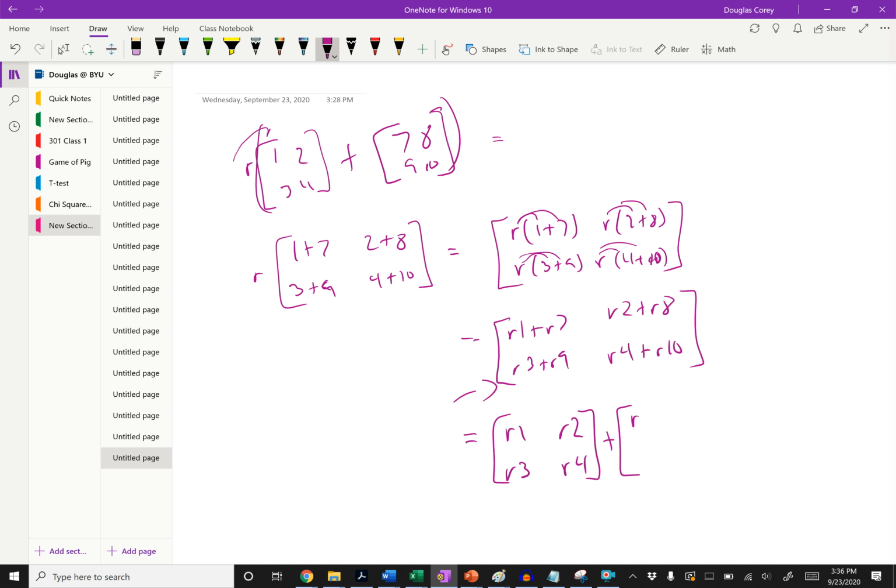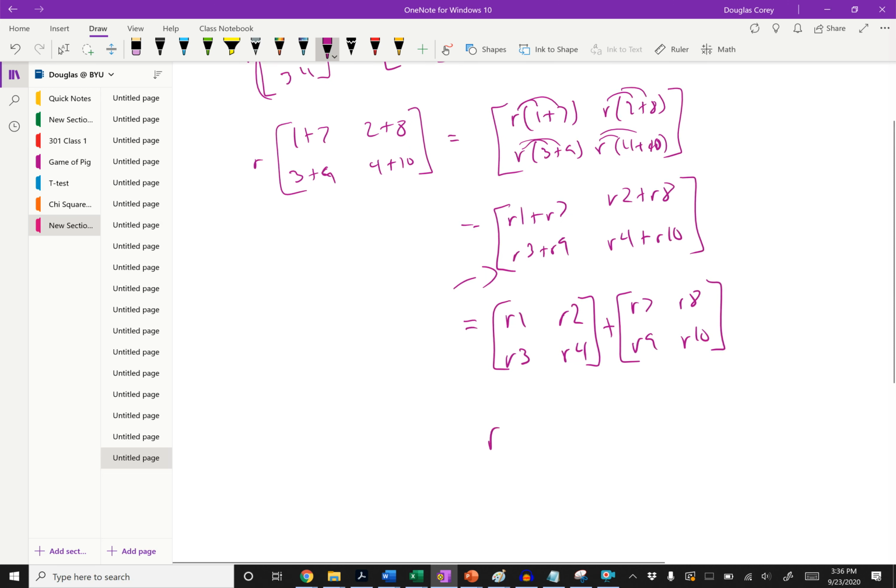plus r7, r8, r9, r10, and then we could factor out an r from each of those, and so you get r times 1, 2, 3, 4 plus r times 7, 8, 9, 10.